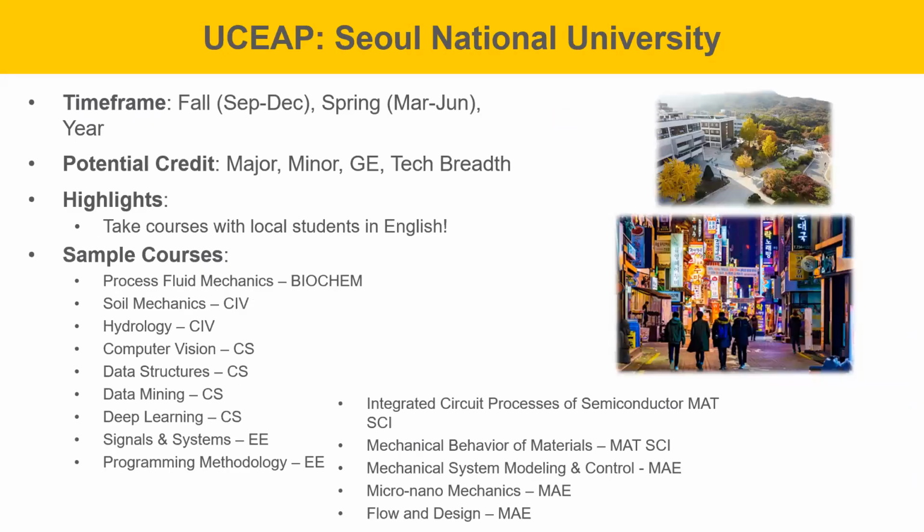Another great country is South Korea, the beautiful city of Seoul, and Seoul National University. One of the highlights there is that you can take classes in English, and there is great food, great culture, and a lot of energy in the city and the university. Again, you have a listing of courses that you can take: data mining, deep learning, mechanical behavior of materials. These are upper division courses that students have taken in the past, 4 to 5 units each. And you can go for fall semester, spring semester, or the whole year.